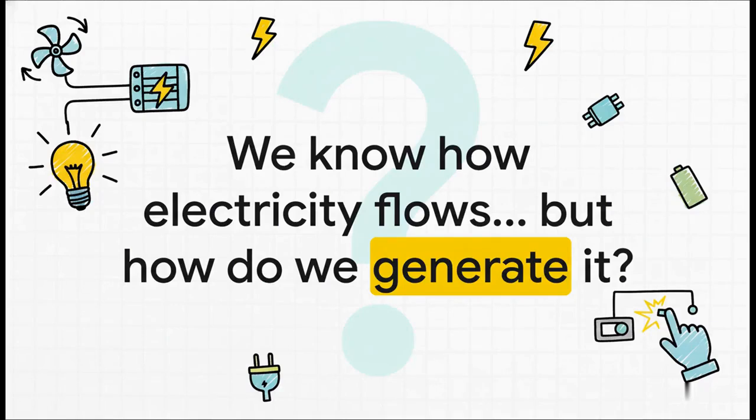Okay, so we've covered the what, the why, and the how of electricity's flow. We get current, voltage, and resistance now. We've seen how they all work together in circuits to produce power. But all of this depends on having a source of that electric push to start with. So that leaves us with one final and really fascinating question. How do we actually generate it? But that is a story for another time.